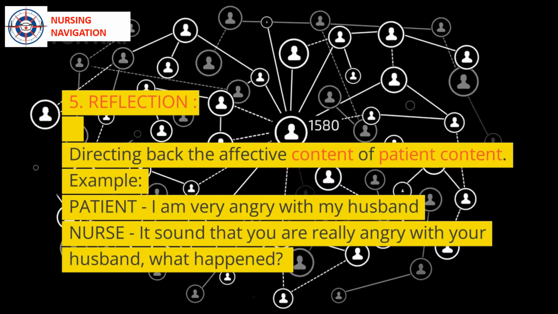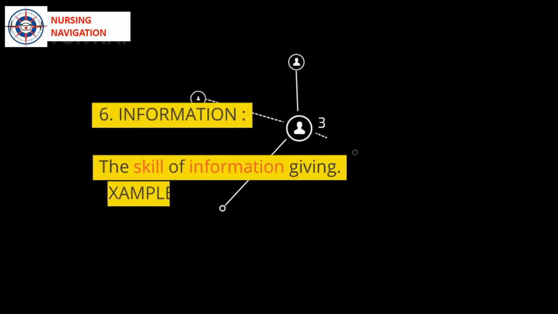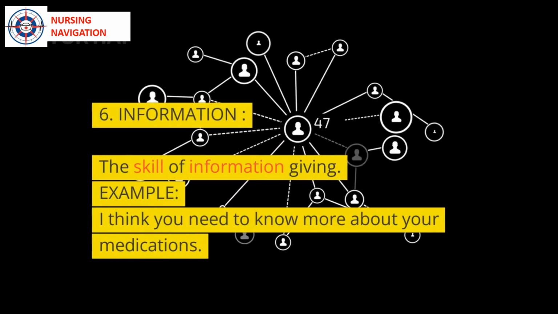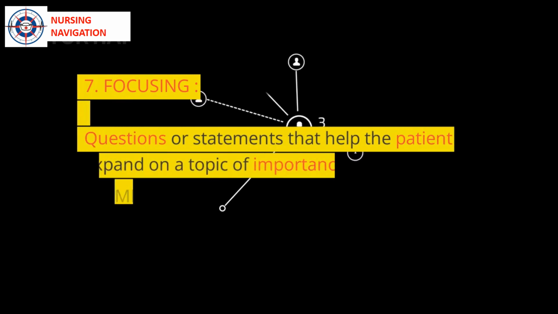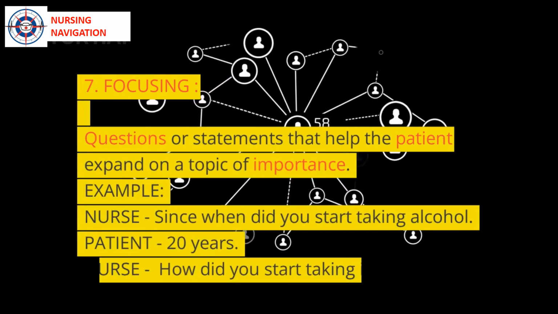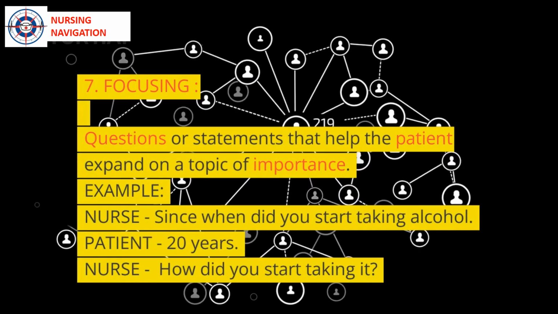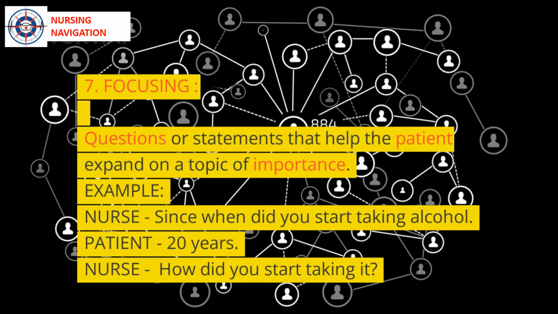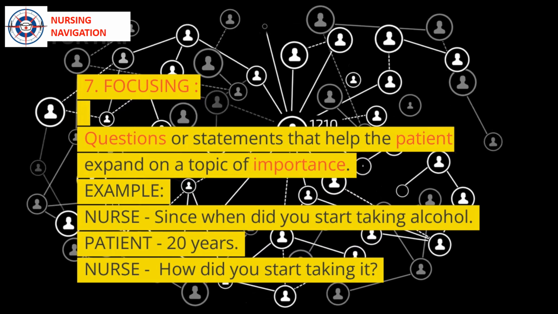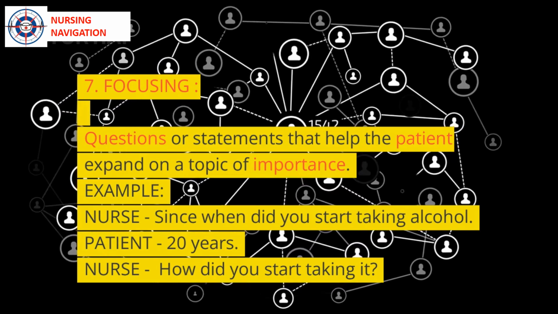What happened? 6. Information. The skill of information giving. Example: I think you need to know more about your medications. 7. Focusing. Questions or statements that help the patient expand on a topic of importance. Example: Nurse, since when did you start taking alcohol? Patient: 20 years. Nurse, how did you start taking it?